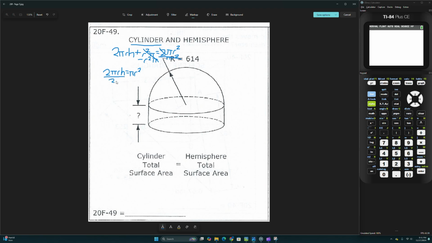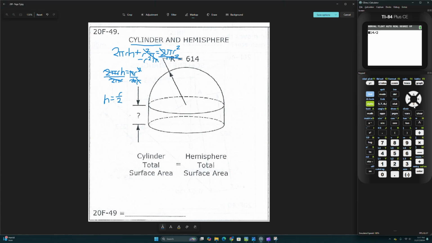Okay, now we have to isolate h. So you just divide by 2 pi r on both sides, and even in here, you could cancel out some things, right? You can cancel out the pi's, and you could cancel out that r by just removing one from the exponent. So your answer is just the radius divided by 2. And you get the 307.